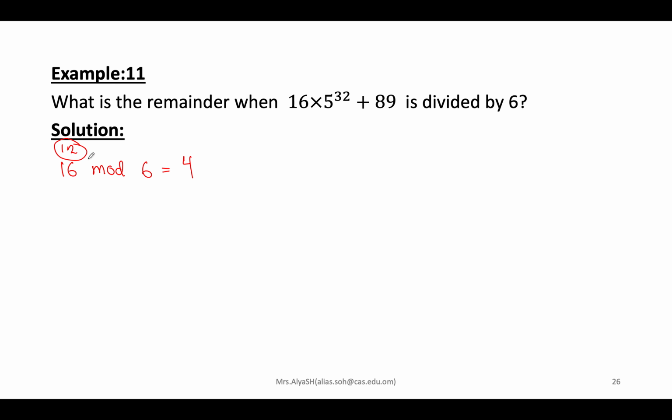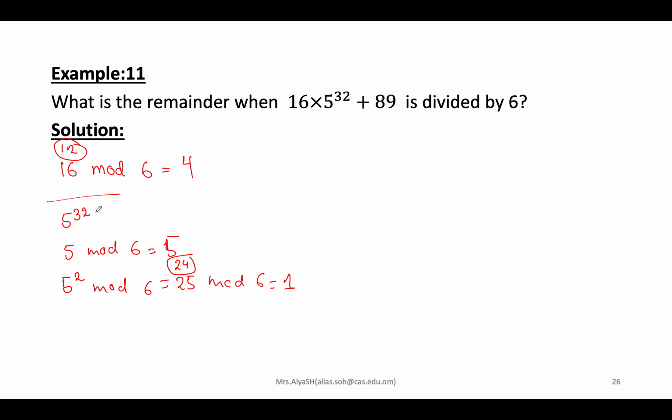Now we can do the calculations in our head faster. Then we go to 5 to the power 32. Starting from 5 mod 6, which is 5. Then we have 5 squared mod 6, which is 25 mod 6, and we got the result as 1, because the nearest multiple of 6 to 25 is 24.